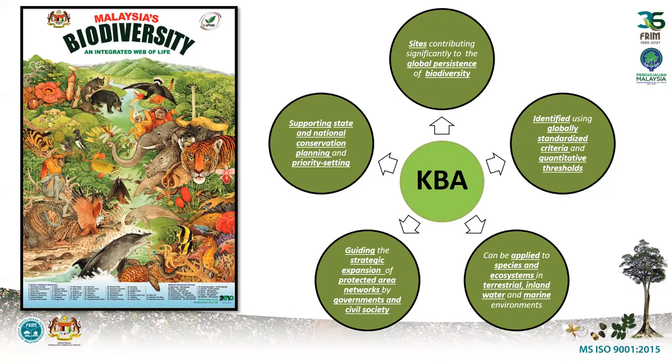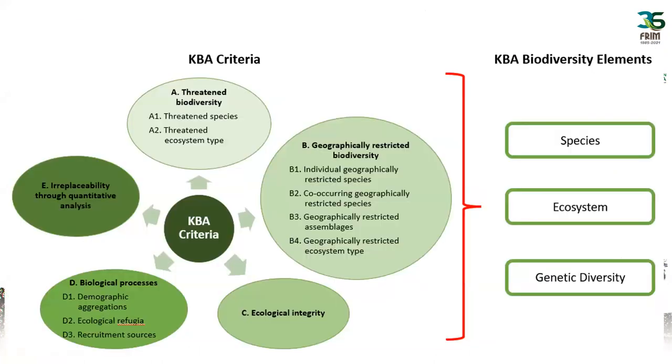So dari segi planning, mungkin ada dalam plan untuk kita develop kawasan A, tapi bila kita dah identify kawasan itu sebagai KBA, mungkin perlu divert, perlu buat realignment dan sebagainya. And this is where KBA is very important. Dan bagaimana untuk kita identify, inilah dia 11 kriteria KBA di bawah 5 team.